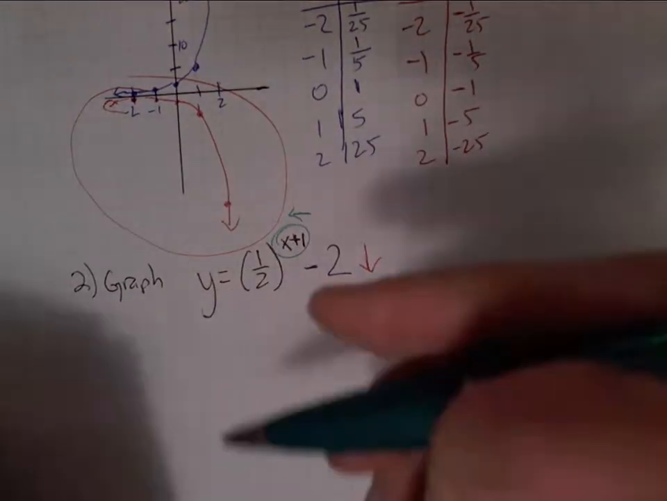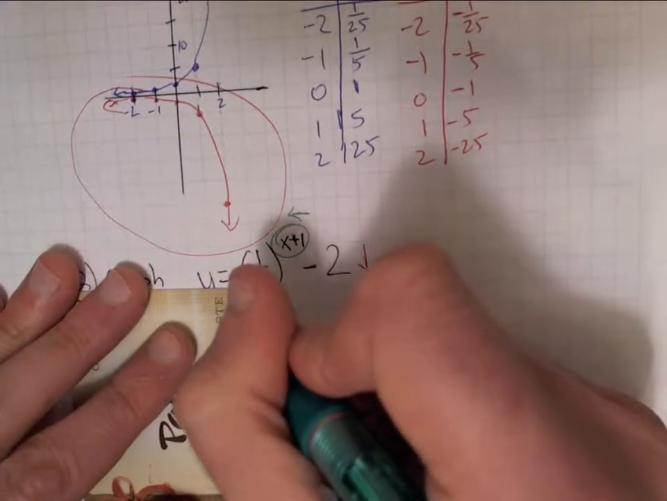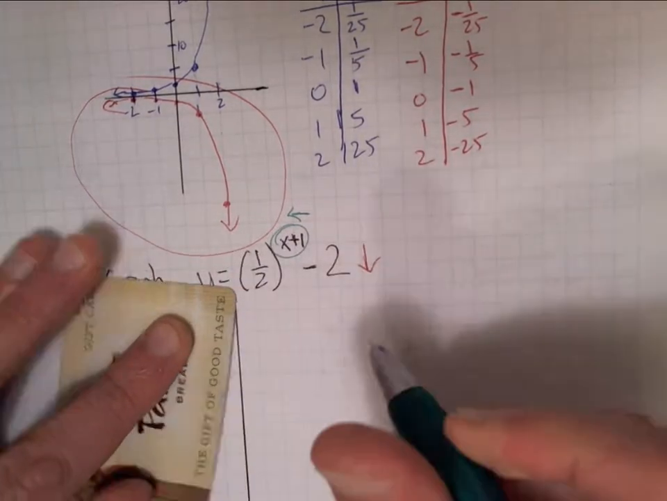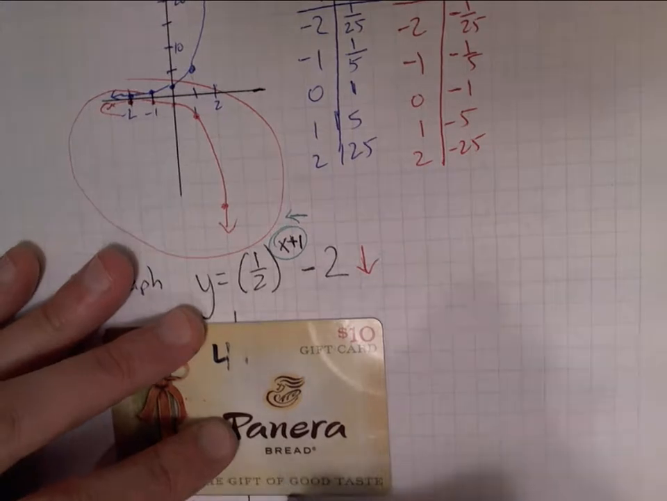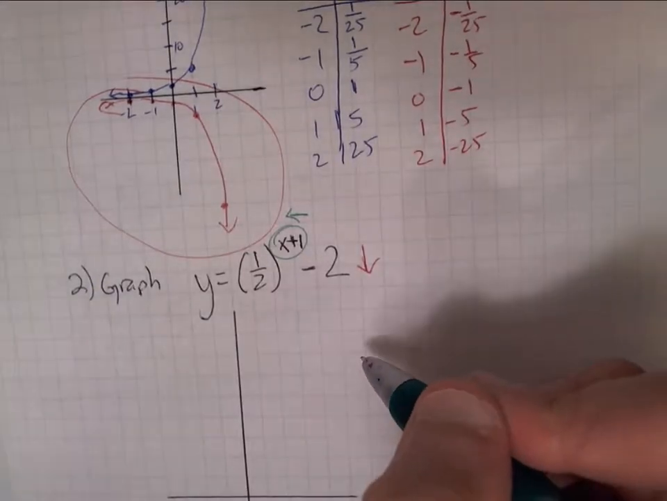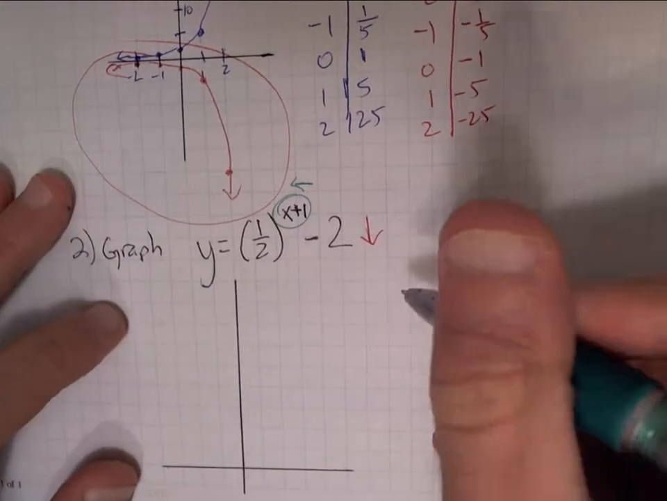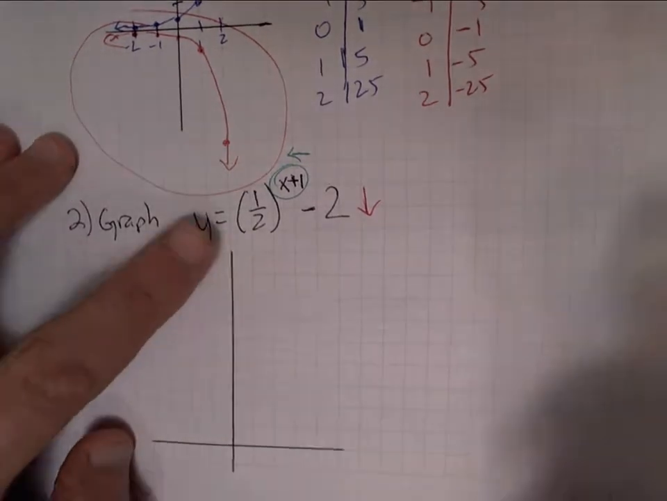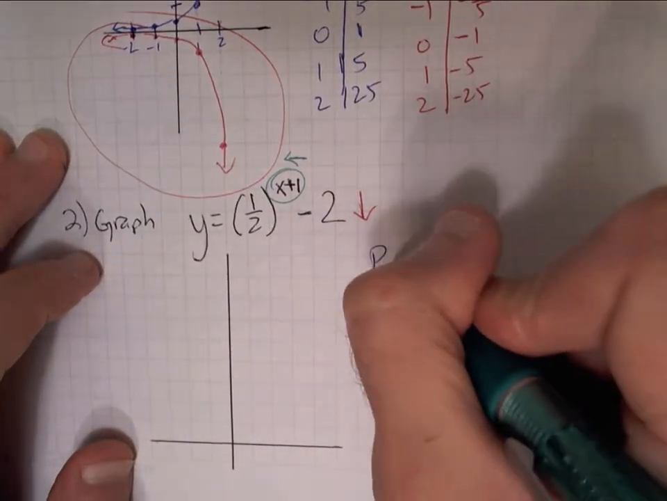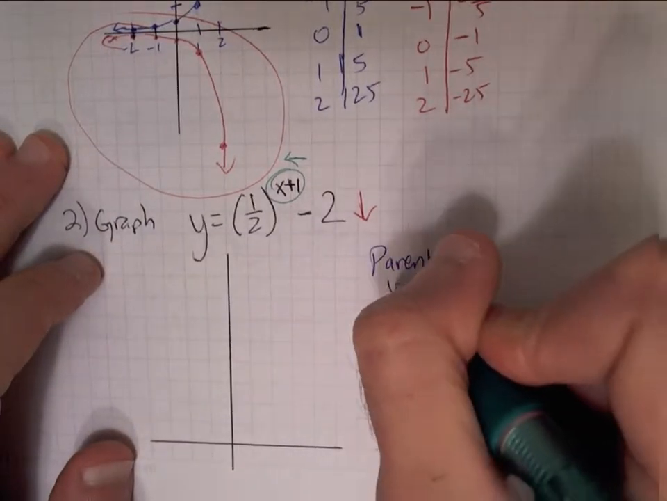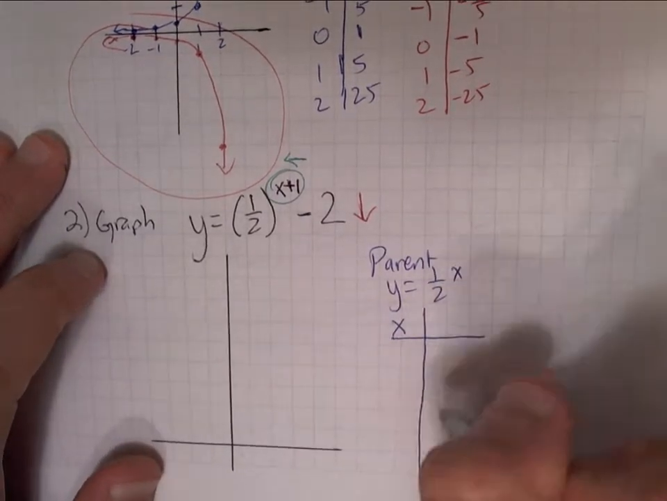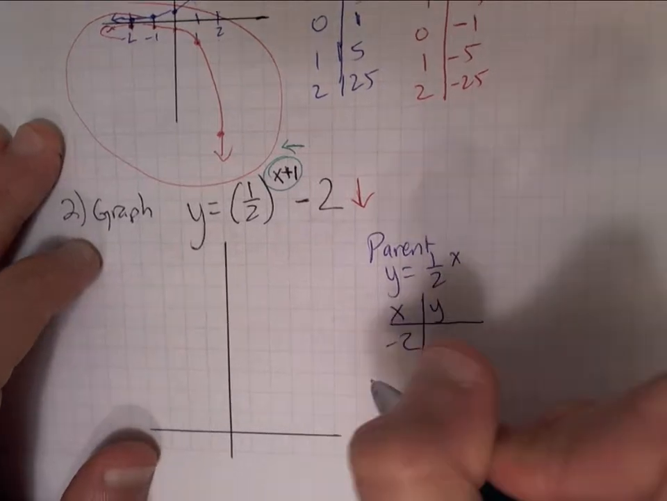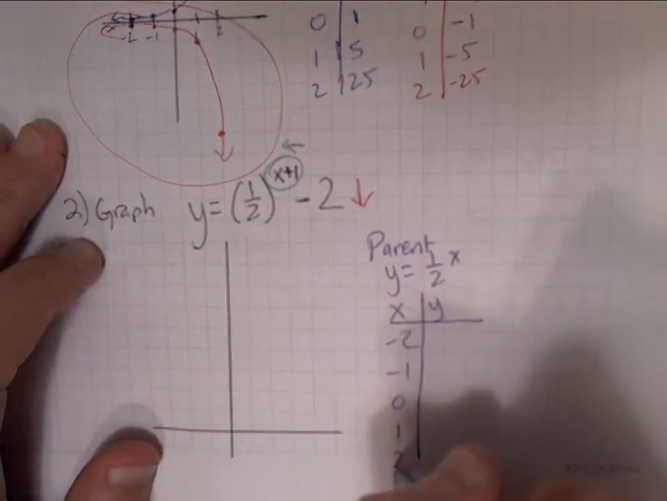So let's go ahead and make our little graph here. Leave some more room up top because we're not reflecting it. So let's make a t-chart. We'll do the parent first. Now the parent, we just take away all these extra numbers. y equals 1/2 to the x. Make a t-chart here. So -2, -1, 0, 1, 2.